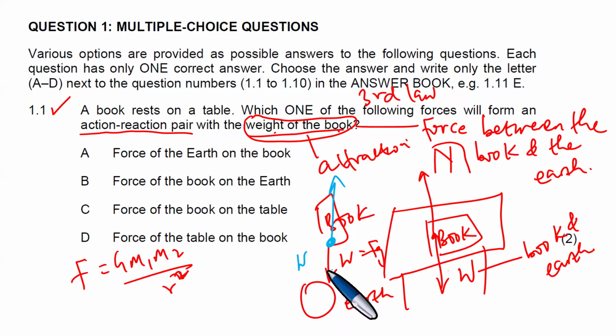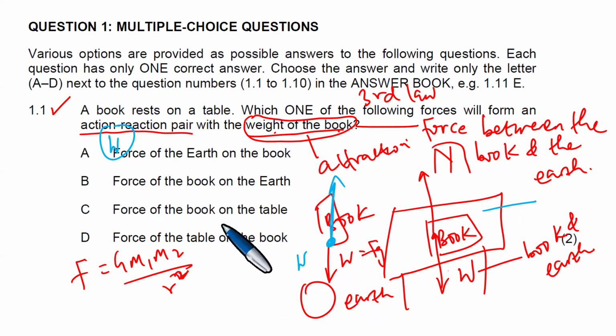And it is towards the earth. Therefore, if you look at option A, the force of the earth on the book, it's the weight. So this one still describes the weight. But the force of the book on the earth is the one, because the book is also attracting the earth upwards. And the table does not matter. So we must remove the table out of the equation, because when we're speaking about the weight, we're speaking about the object that is experiencing the weight.